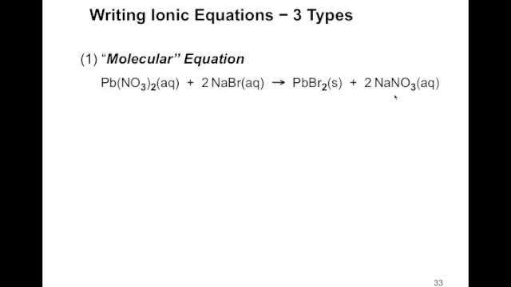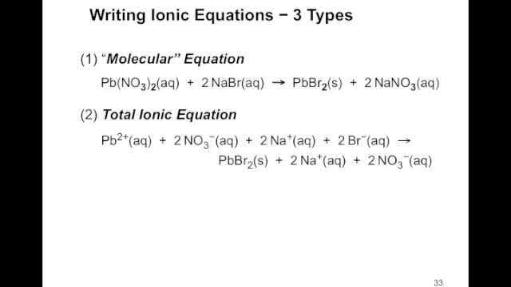Now, molecular is a bit of a misnomer. That's why I have this in parentheses, because none of these compounds are molecular. They're all ionic compounds. But at any rate, that's what we call them. Now, if you actually want to focus on the chemistry involved, you need to think about what species are actually present and that are reacting. In that case, we write what's called the total ionic equation. We can write it from the molecular equation.